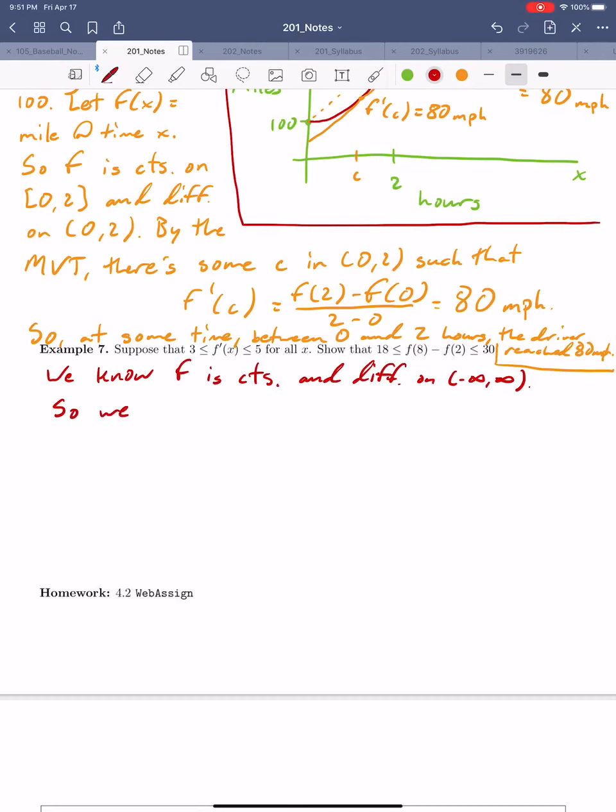So we can use the mean value theorem at some point. What we're trying to do is get a lower and upper bound for f(8) - f(2). So think about how the given information might help you. And that's something that you're going to do in class. Or try it before class and ask me afterwards. And I will stop there.